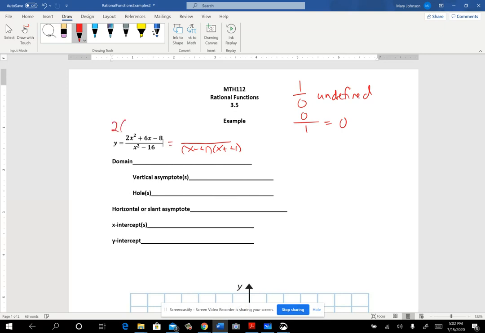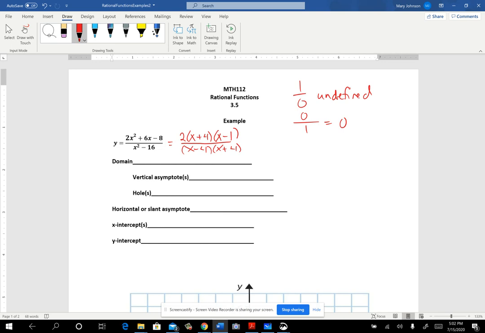With the numerator, let me see what I would get. There's a common factor of 2. If I factor that out, I'd have x squared plus 3x minus 4. And then I need to see if that would factor again, and it will, with a plus 4 and a minus 1. So the numerator factors into 2 times x plus 4 times x minus 1. Once I get that factored, that's going to help me more easily determine a couple of the characteristics I need.